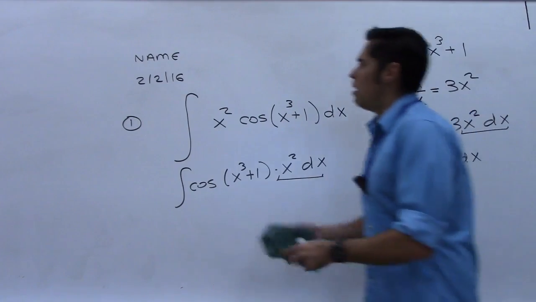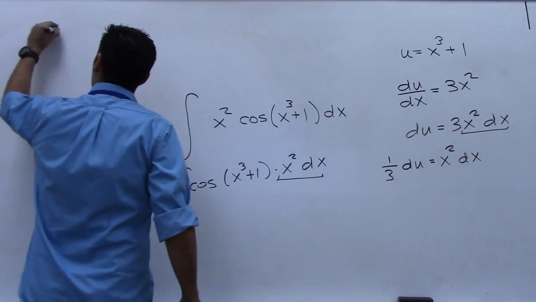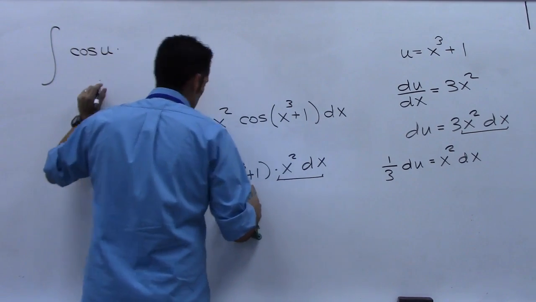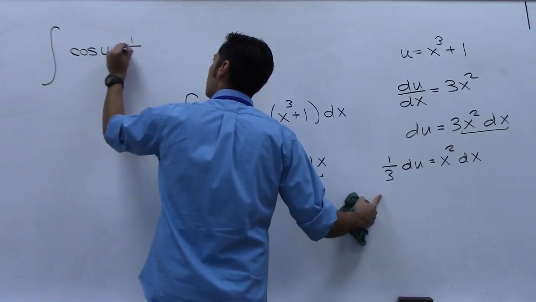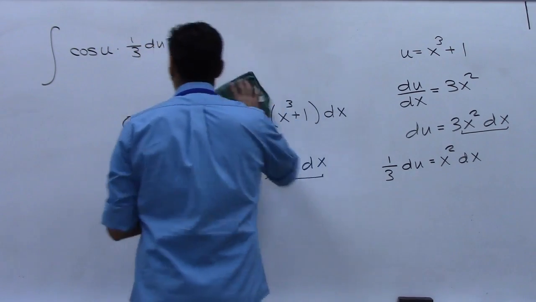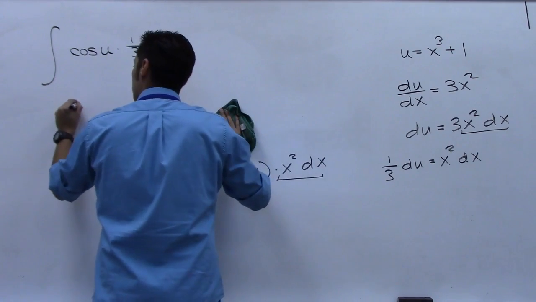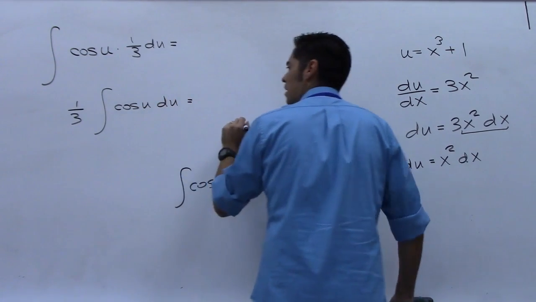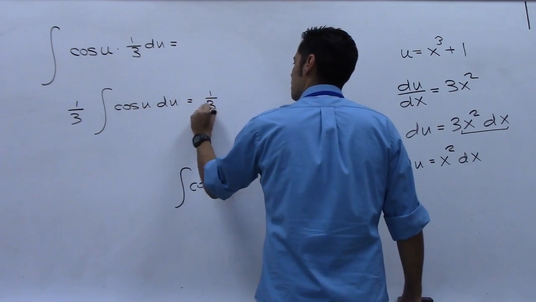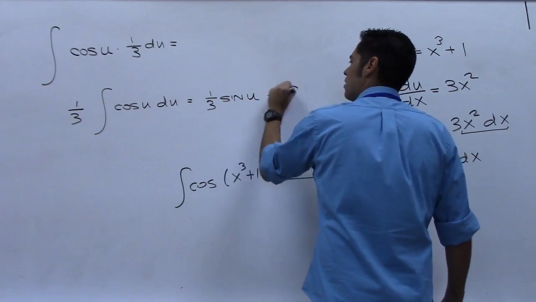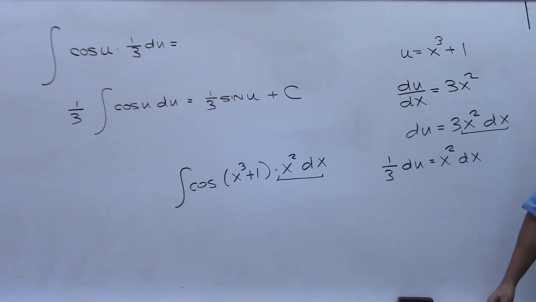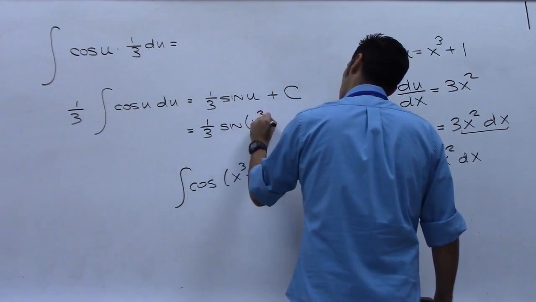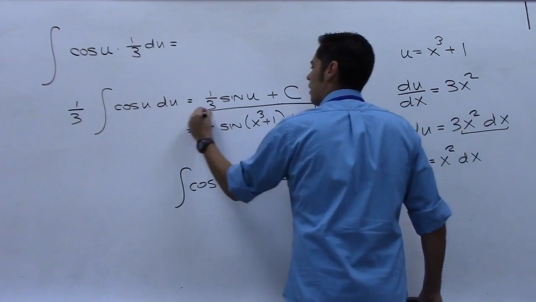And then I rewrite the entire problem. So the problem becomes integral cosine of what? U times this, which is 1/3 du. And what can I do with the 1/3? Take it out. So 1/3 integral cosine u du, antiderivative of cosine of u. So just sine u plus a constant. And then replace u with 1/3, x cubed plus 1. So there we go.